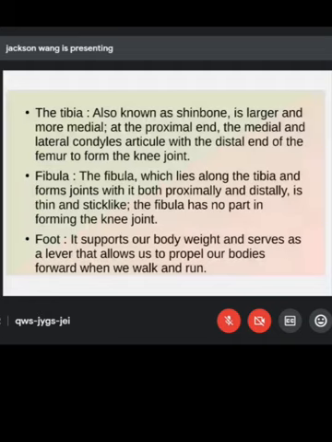Knee, ça veut dire le genou. Fibula: the fibula, which lies along the tibia and forms joints with it both proximally and distally, is thin and stick-like. The fibula has no part in forming the knee joint. Foot: it supports our body weight and serves as a lever that allows us to propel our bodies forward when we walk and run.